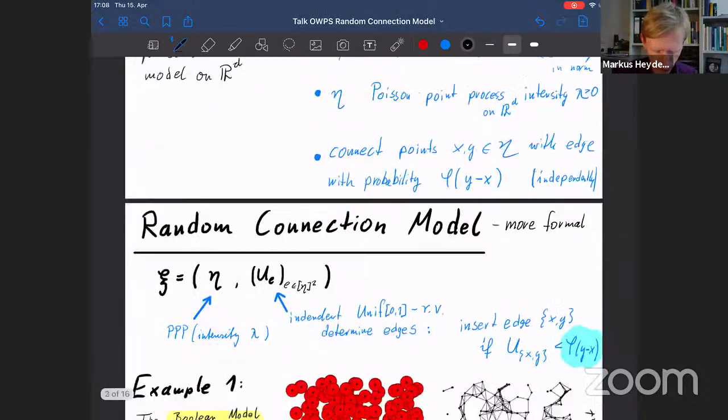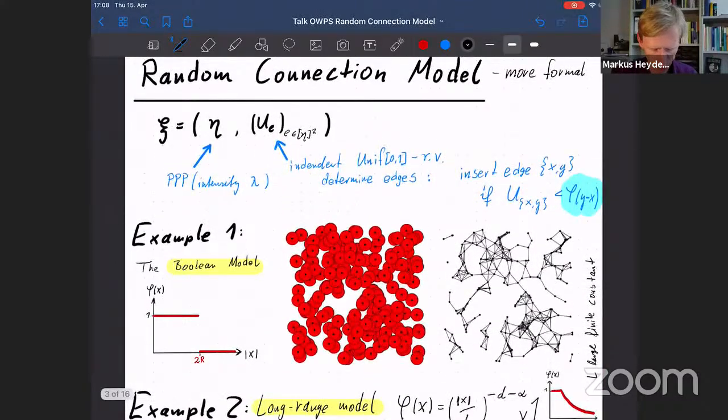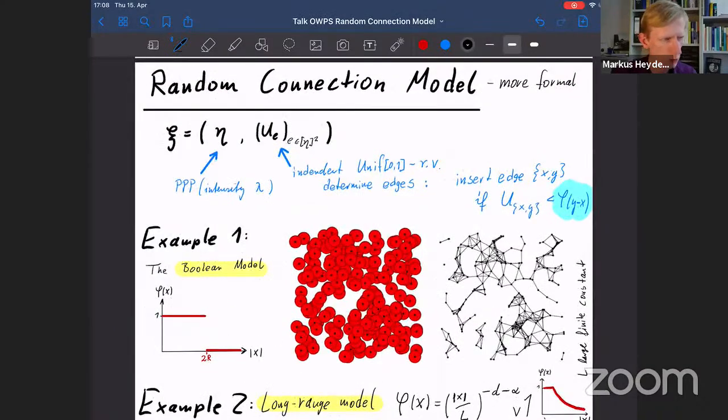Good, and maybe I would like to make a few comments on that in order to be a little more formal. So this random connection model you can see as a pair of eta and a family of random variables. Eta is the realization of the point process with the intensity lambda, and then for each pair of vertices there is an extra random variable, and this one you could think of as a uniform random variable which you use in order to decide whether or not there is an edge between these 2 points.